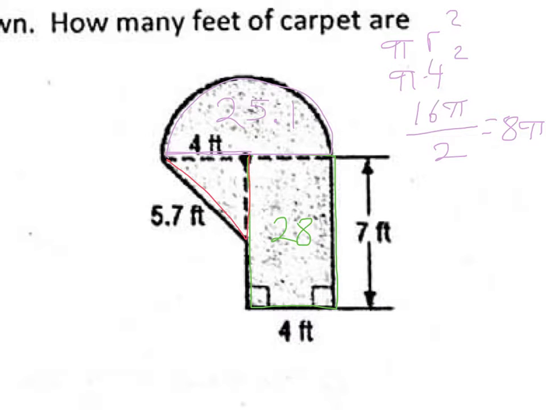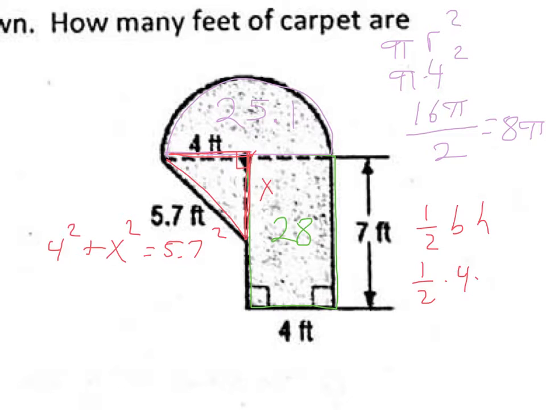Now we have a triangle right here. It's a right triangle. So we have a base of 4 feet. We need to know what the height of it is, this right here, so that we can use the formula, which is 1/2 times base times height. So that would be 1/2 times 4 times whatever we get for x. Now we can solve this with the Pythagorean theorem. 4 squared plus x squared equals 5.7 squared.